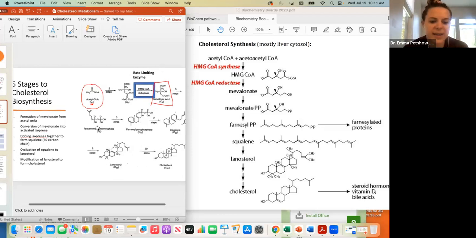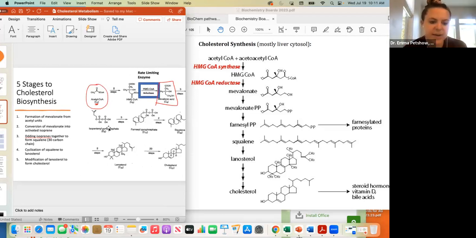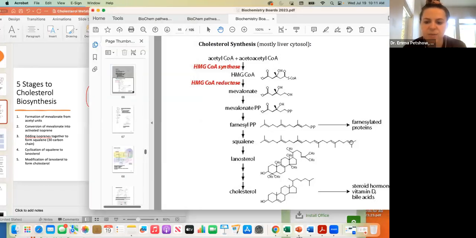Then you'll add multiple isoprene units together to form squalene, which is a 30 carbon unit. So we can see here squalene, this super duper long carbon unit. You're then going to cycle and create this cyclical structure using squalene as the backbone.